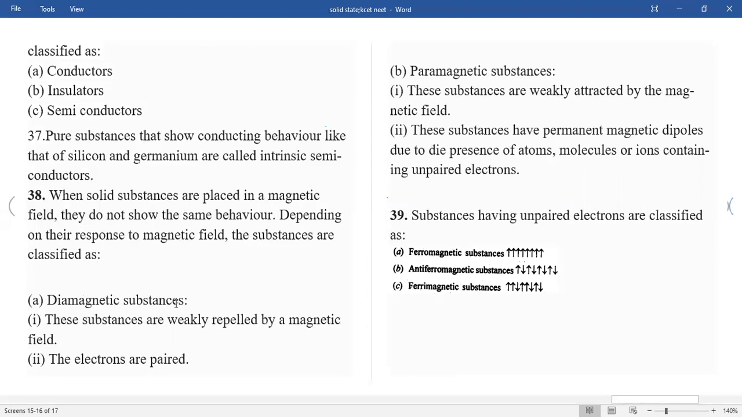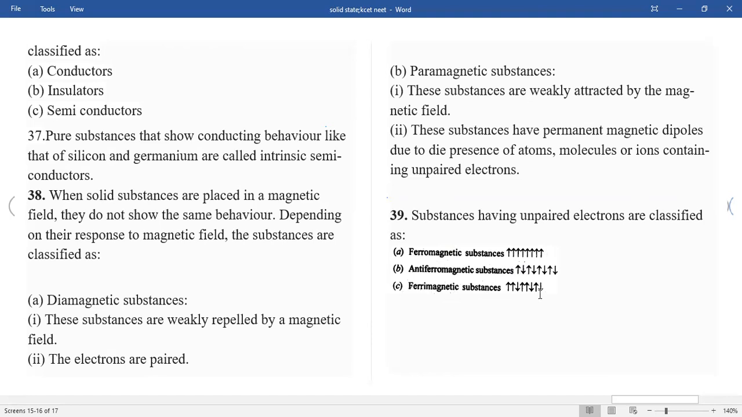In case of diamagnetic, these substances are weakly repelled by the magnetic field. The electrons are paired here. Paramagnetic substances are weakly attracted by the magnetic field, and they consist of unpaired electrons. Substances having unpaired electrons are classified as ferromagnetic, antiferromagnetic, and ferrimagnetic. So based on this arrangement also, they may ask you a question. Ferromagnetic, all the electrons will be aligned in one direction. Antiferromagnetic, here you could see, ferrimagnetic, here you could see.